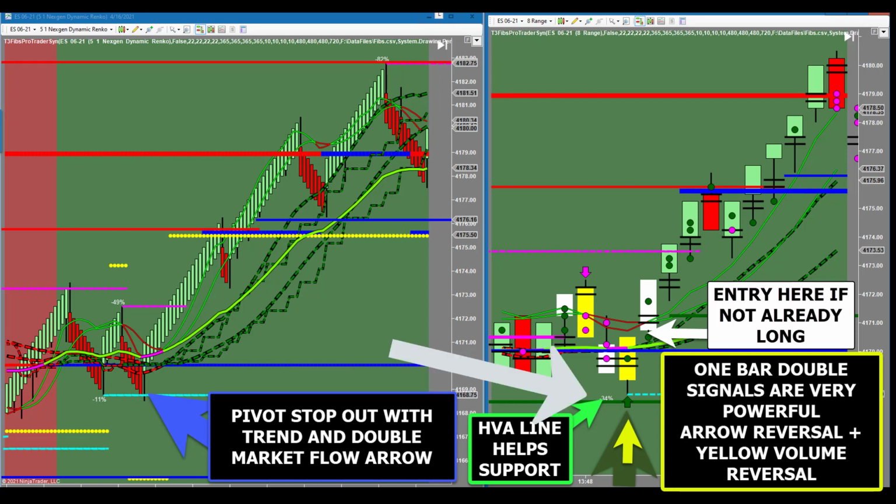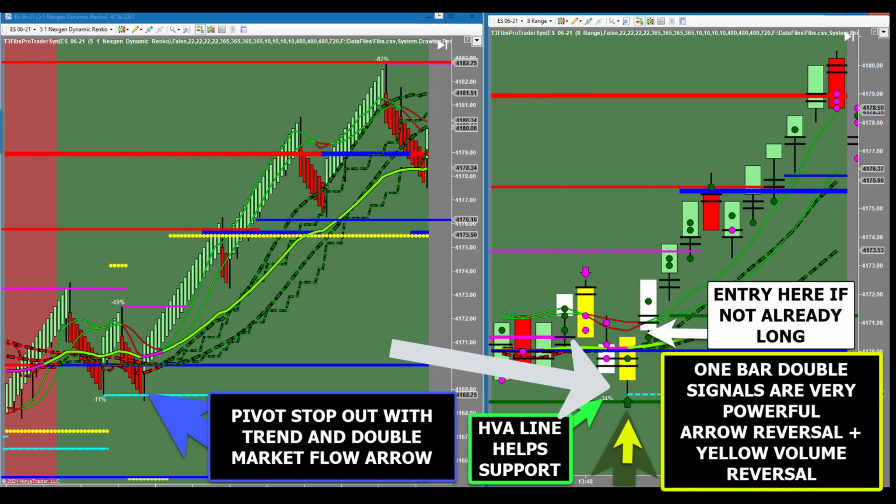First, there is a high volume area green line of support. While not an official HVA trade, the HVA line will help support the market long position. The signal itself is a powerful multiple signal on the same bar entry.